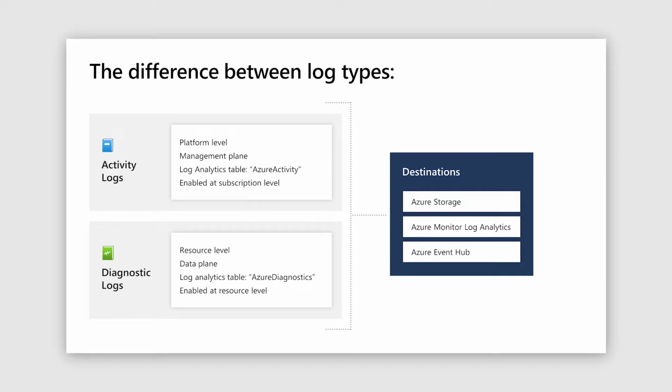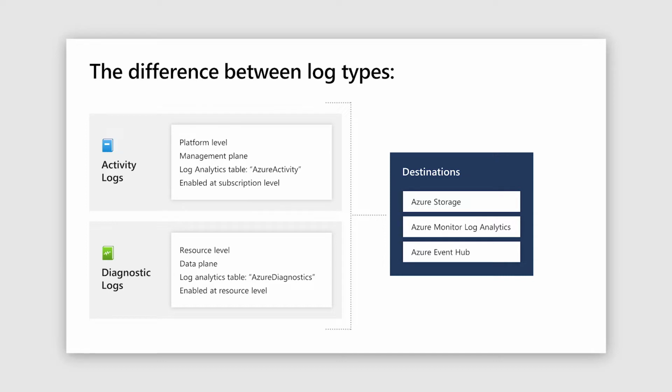Azure Activity Logs log activity that is on the platform level. So think of Azure Activity Logs as the way that you find out about what happened to the Azure portal. So if an admin logs in, creates a new resource, that's going to be logged within the Azure Activity Logs.